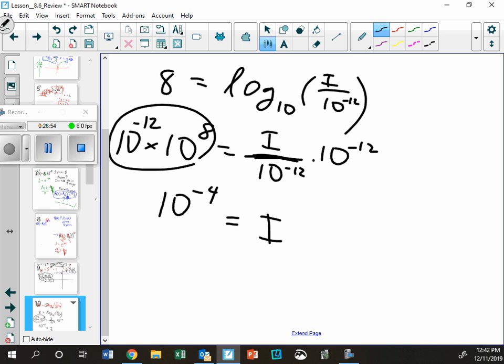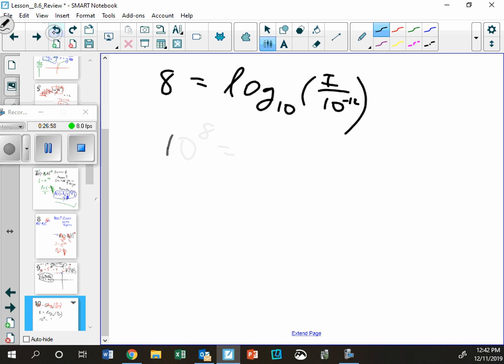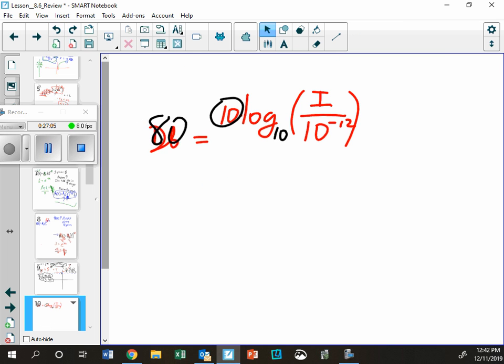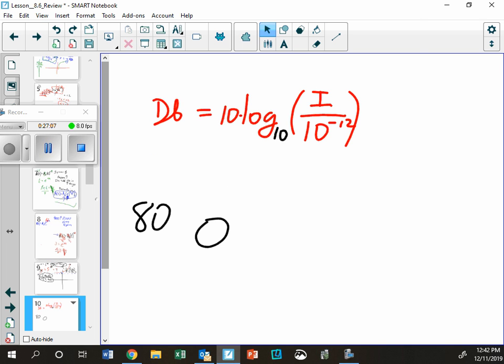All right, let's do another one like that. Let's go the other way. This time, let's say I don't know the decibels. I know the intensity level of the sound, and then you're going to put that in the right spot. We will say the intensity level of the sound is just a 10. Just a 10. The number 10.